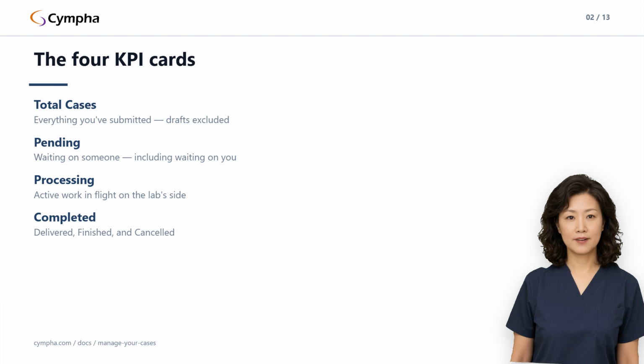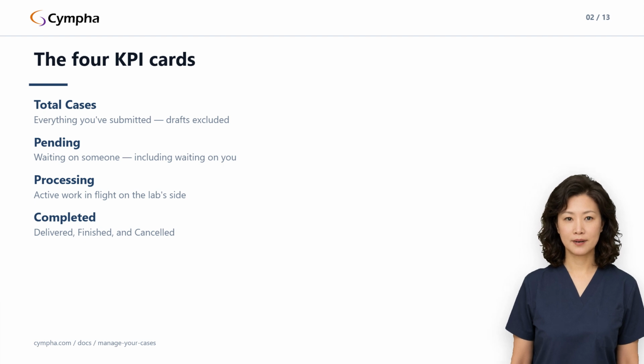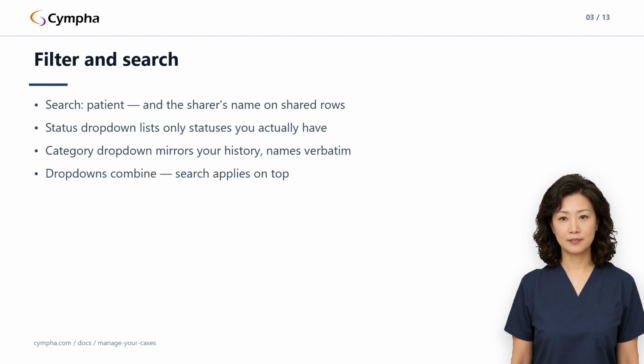Processing is the lab actively working: intake review, designing, approved, in manufacturing, shipping. Completed is delivered, finished, and cancelled, though only finished and cancelled are truly closed. A delivered case keeps its holder on the lab side, so follow-up questions can still be fielded. Every status maps into exactly one bucket, so the 3 colored cards plus drafts add up to the total.